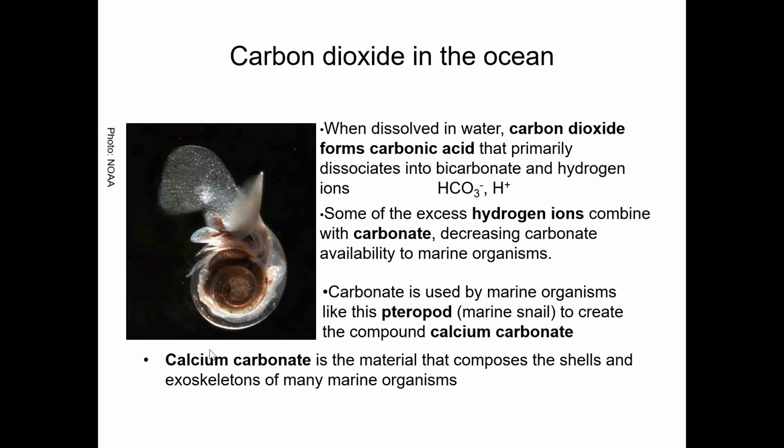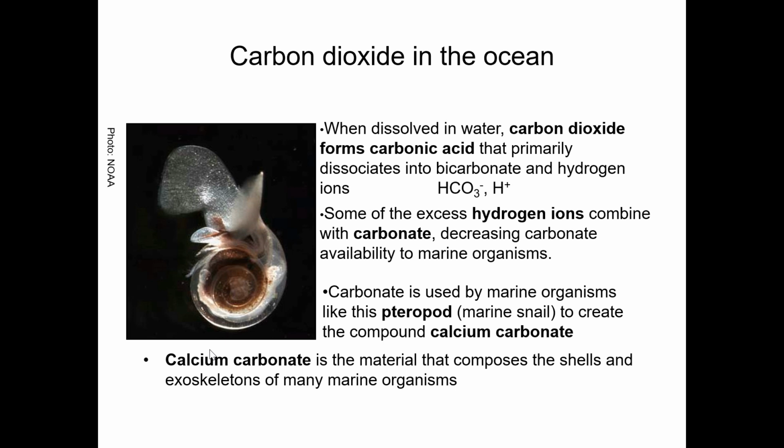So therefore, your marine organisms, like this snail on the right-hand side, need to create the calcium carbonate, but if there's not as much carbonate available, you're not going to be able to make shells. The calcium carbonate is the material that the shells are made of. If you don't have the carbonate, then you can't make calcium carbonate, you can't make shells. That's one of the main ones.